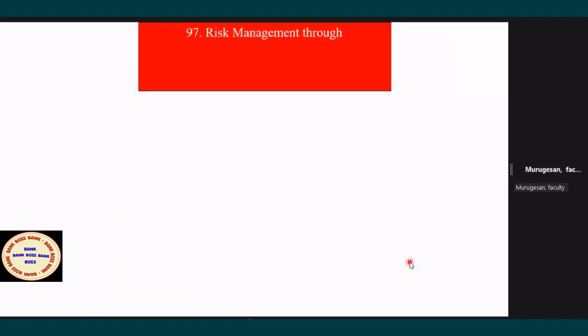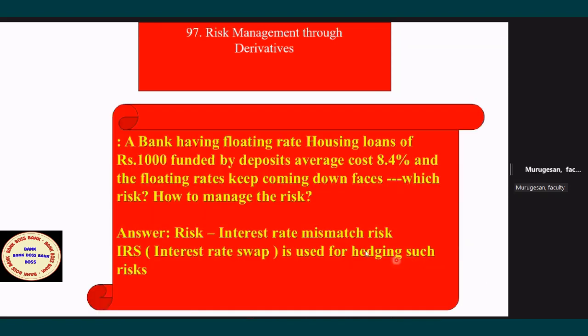Risk management through derivatives. Here they will give a situation, a case study. A bank is having a floating rate housing loan of 1,000 crores. Rupees 1,000 crores, okay, let it be 1,000. No housing loan can really be for 1,000, but let it be.